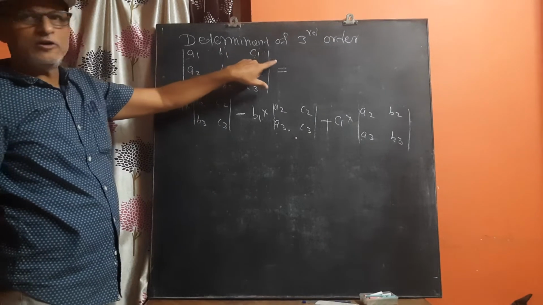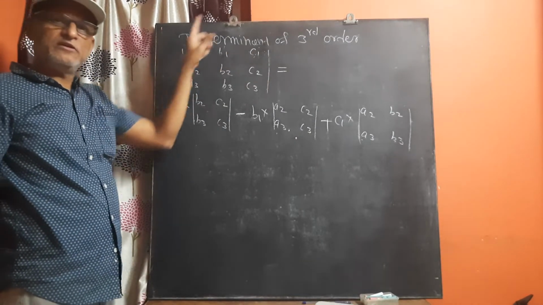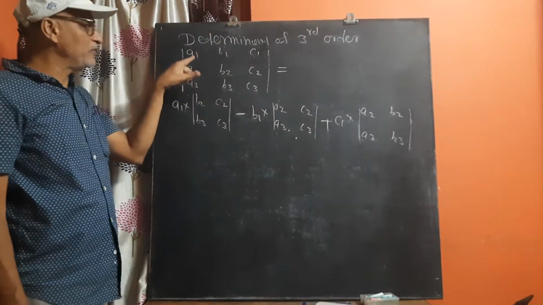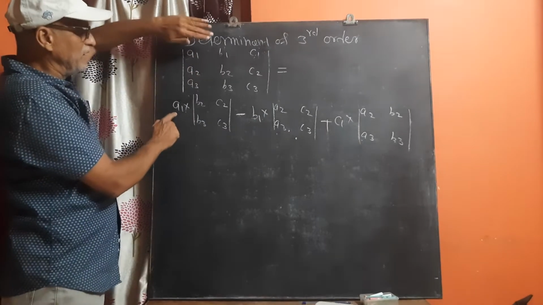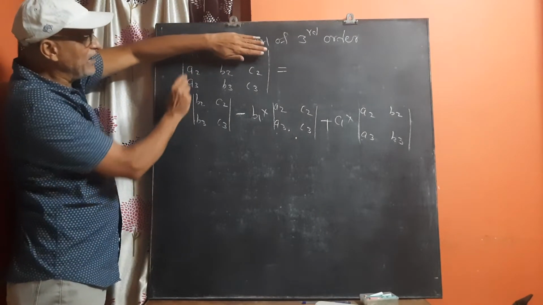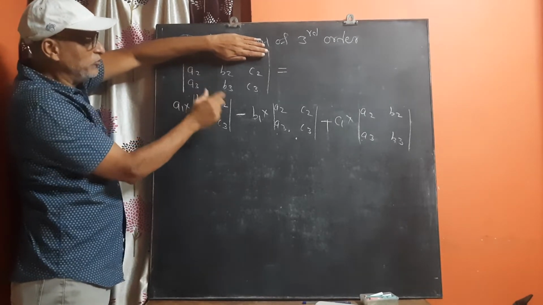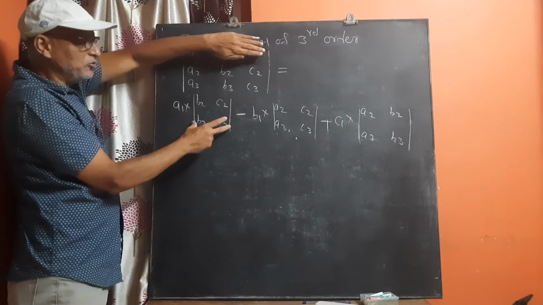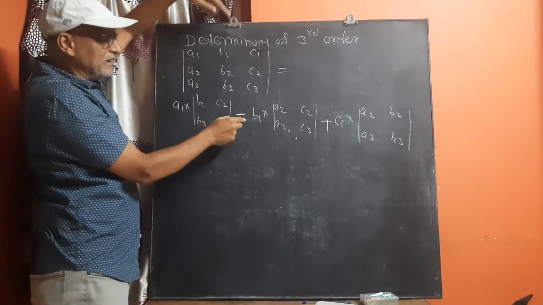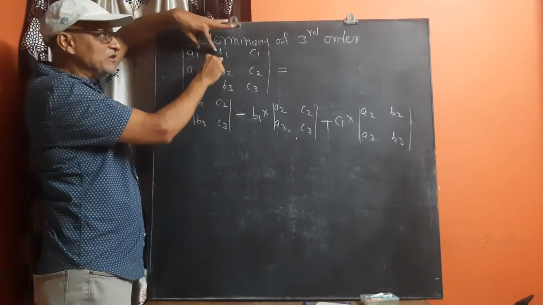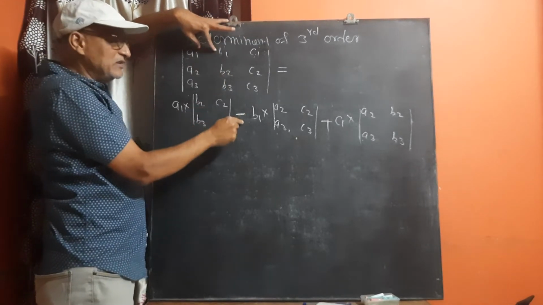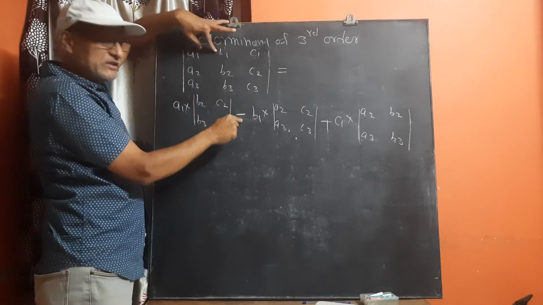For the simplification of a 3 by 3 order determinant, you start with the first element A1 into, you skip the row and column in which that element is present. Put the remaining 4 elements in the 2 by 2 order determinant. Minus, always change the sign of this one. Plus है तो माइनस लिखो, यहाँ पे माइनस है तो यहाँ पे प्लस लिखो.